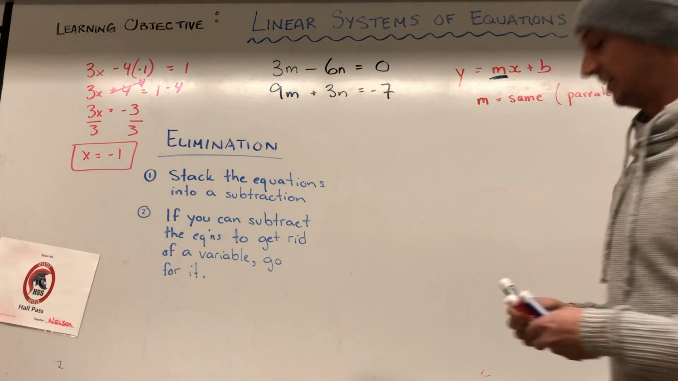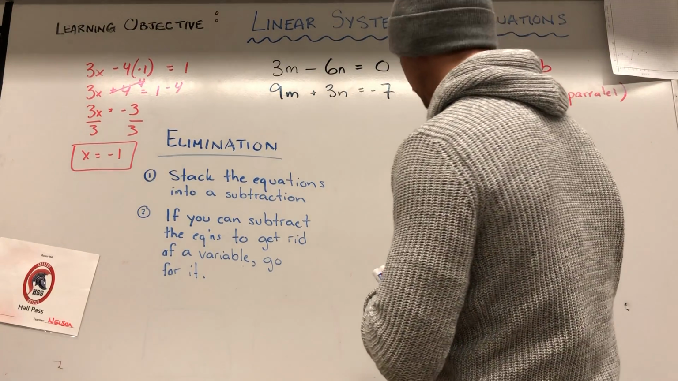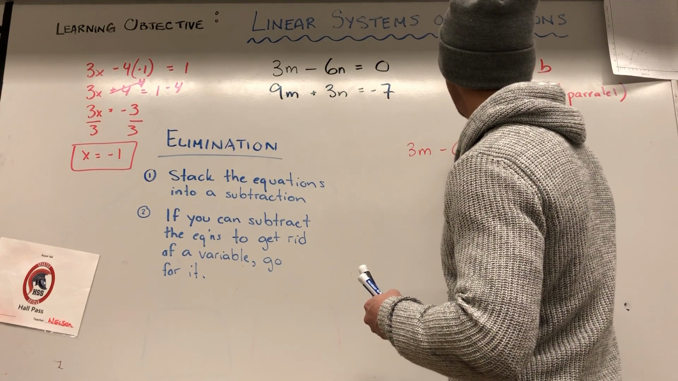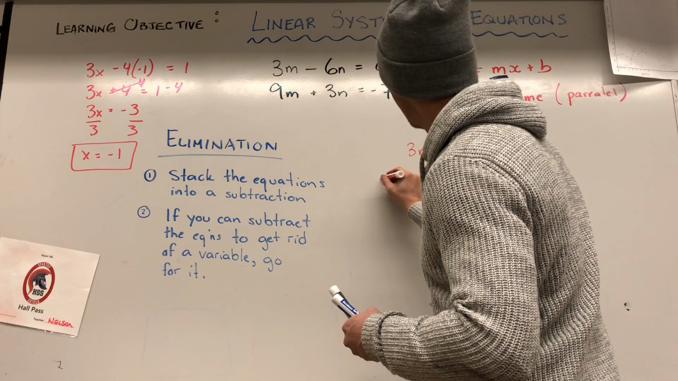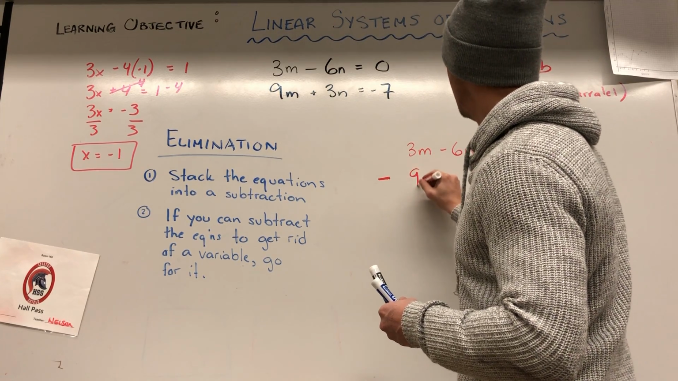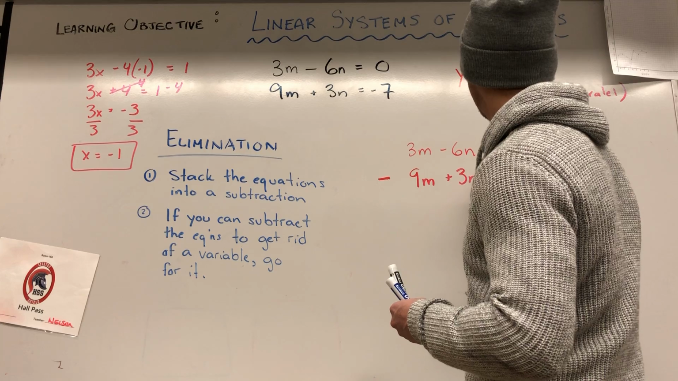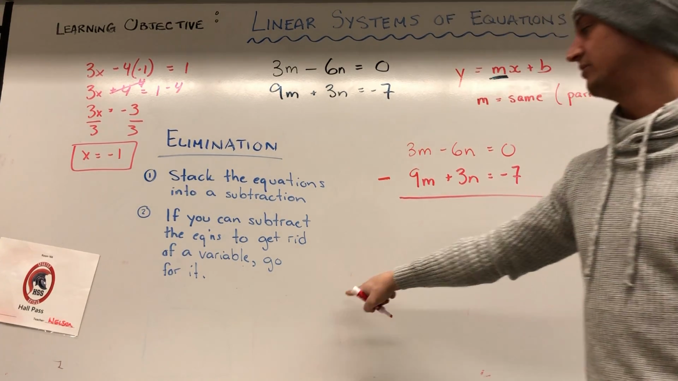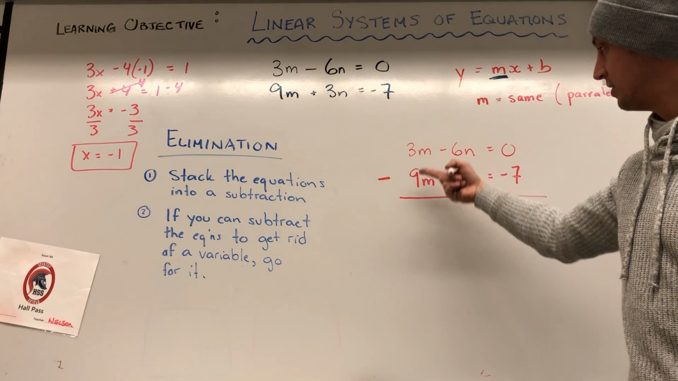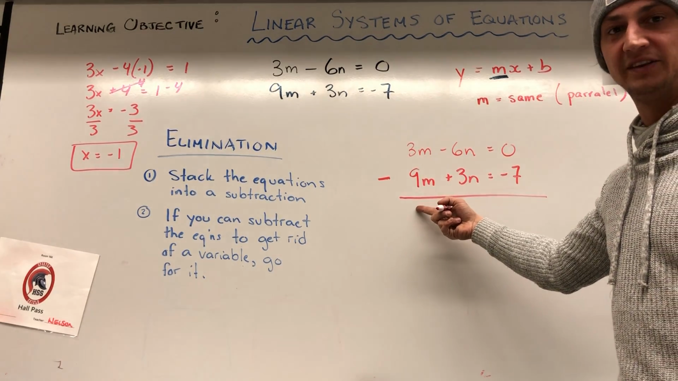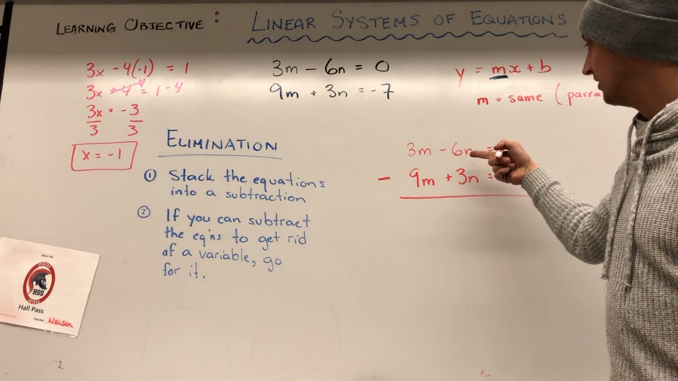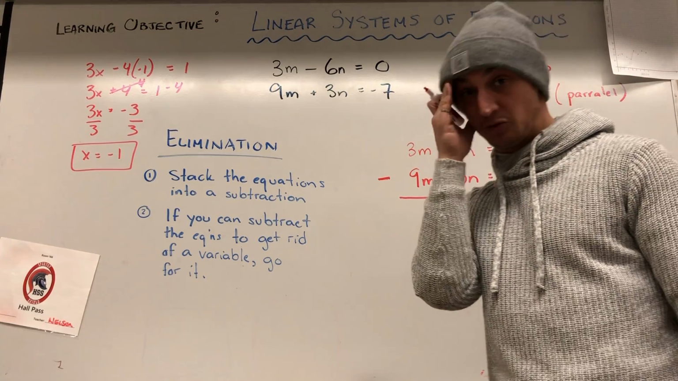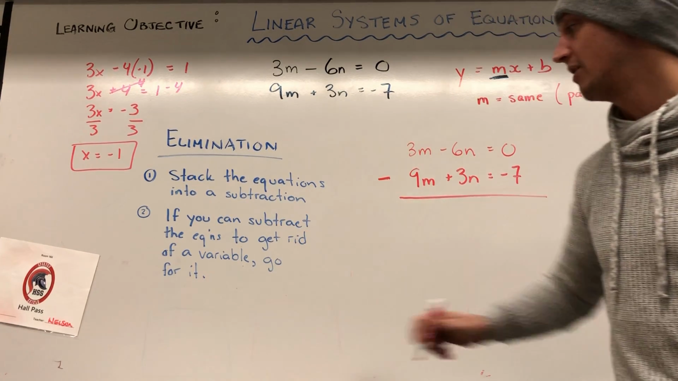Okay, so I'm going to stack the equations. I'm going to follow step 1, so let's stack them. 3m minus 6n is equal to 0. With the subtraction, 9m plus 3n is equal to negative 7. Okay, so if you can subtract the equations to get rid of a variable, go for it. Can I do it? So if I subtracted 3 minus 9, I'm going to get negative 6m. That's still there. That variable still exists. Negative 6 minus 3 gives me negative 9. So if I just go ahead and subtract, I'm not going to get rid of one of my variables.